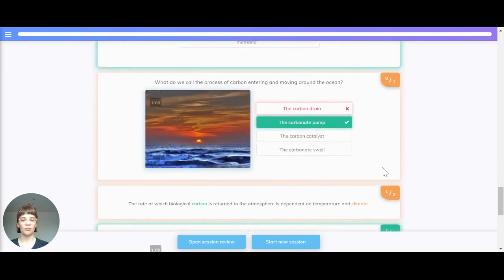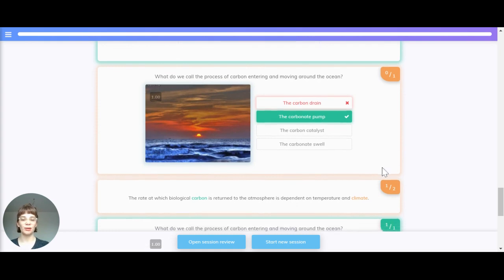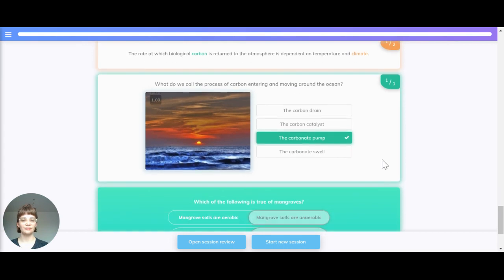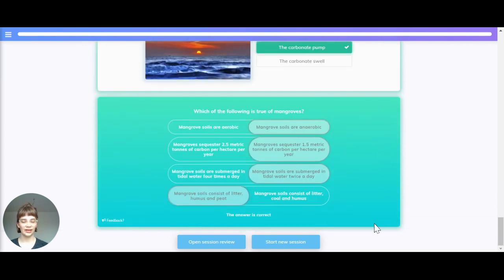What do we call the process of carbon entering and moving around the ocean? We call this the carbonate pump. The rate at which biological carbon is returned to the atmosphere is dependent on which factors? Is it temperature and climate? And quickly recap mangroves one more time. Their soils are anaerobic. They sequester 1.5 metric tons of carbon per hectare per year. The soils are submerged in tidal water twice a day, and the soils consist of litter, humus, and peat.